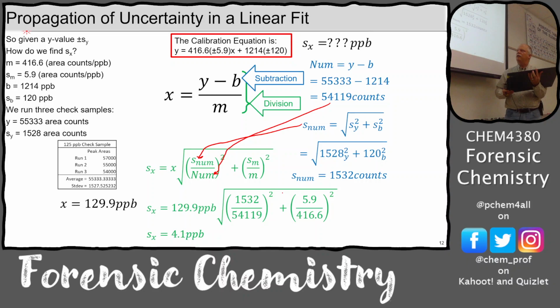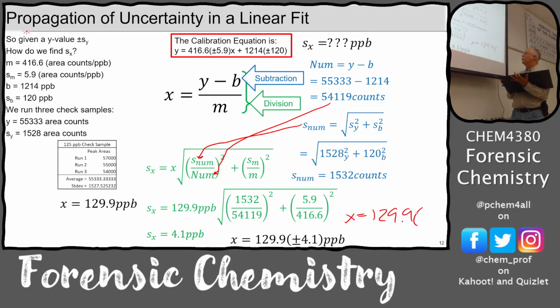So that's not too bad. I mean, it's 129 plus or minus 4, or 130 plus or minus 4. So this is another way you could write your uncertainty. You could do 129.9 and put the plus or minus uncertainty in parentheses, or you could just put the numbers in parentheses. So this is another way to write it. You could say x equals 129.9, 4.1 ppb.